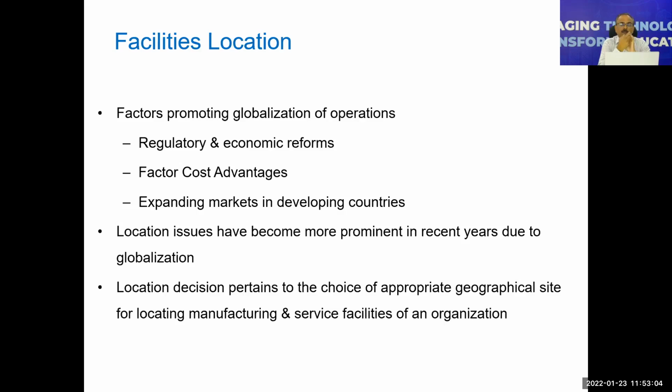there are many industries, multinational companies, they have to set up their operations, they have to set up their plants in the other parts of the world. So whenever any multinational company, as a part of globalization, is looking at locating their facilities, they will have to look at a number of factors. For example, the regulatory norms or the regulatory policies in that particular country. What are the economic reforms that have been initiated by the government in that country?